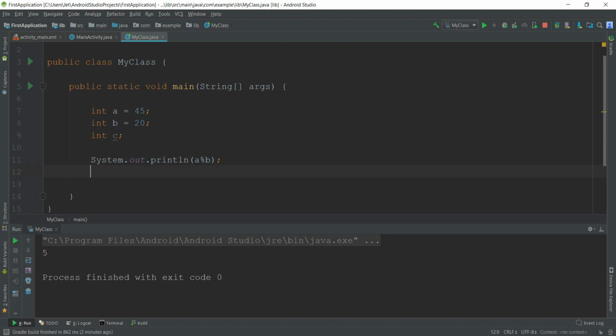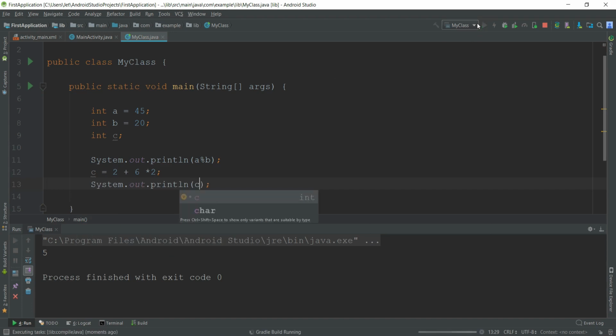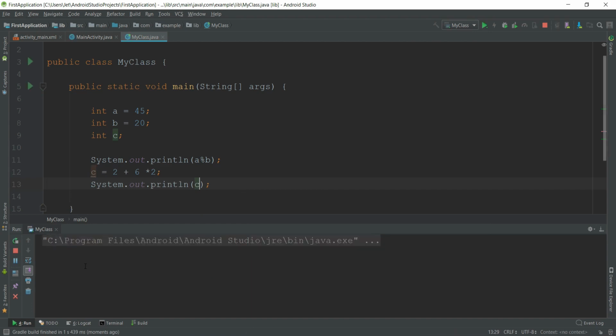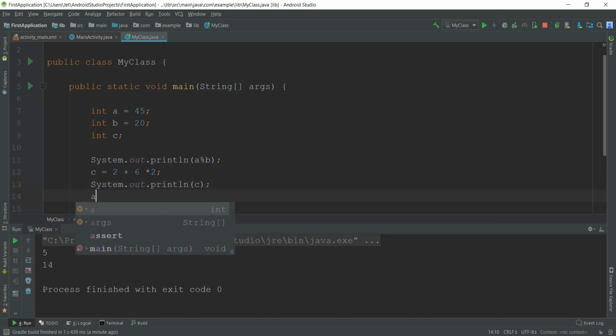So, magsiset ako ng value sa C. Ang gagawin ko is 2 plus 6 times 2. So, ang magiging sagot dapat is 14. Di ko pa napreprint sa command line. So, system.out. So, yun guys, 14.